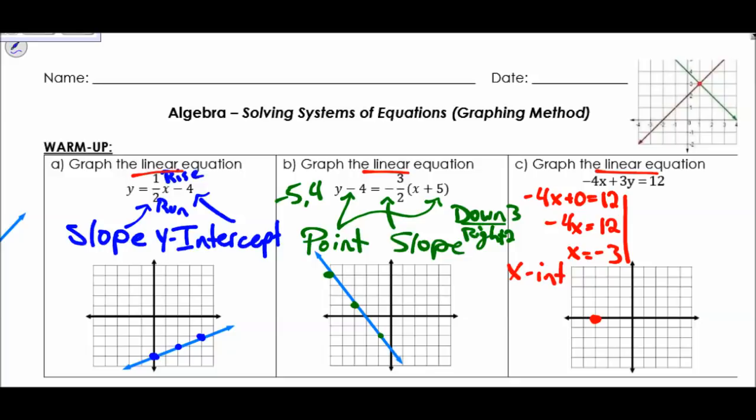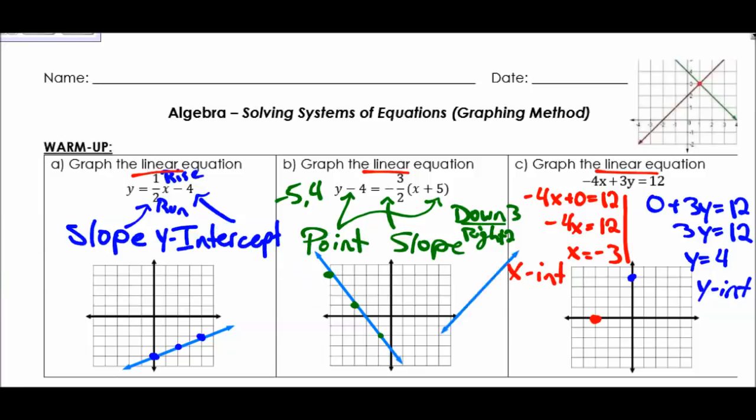To find my y-intercept, I'm going to do the exact opposite. I'm going to set the x term equal to 0, and then solve for the y. 3y plus 0 is just 3y. And then to solve for y, I'm going to divide by 3. So my y-intercept is 4. That is that. And then again, I'm just going to connect my dots using that double-ended arrow.